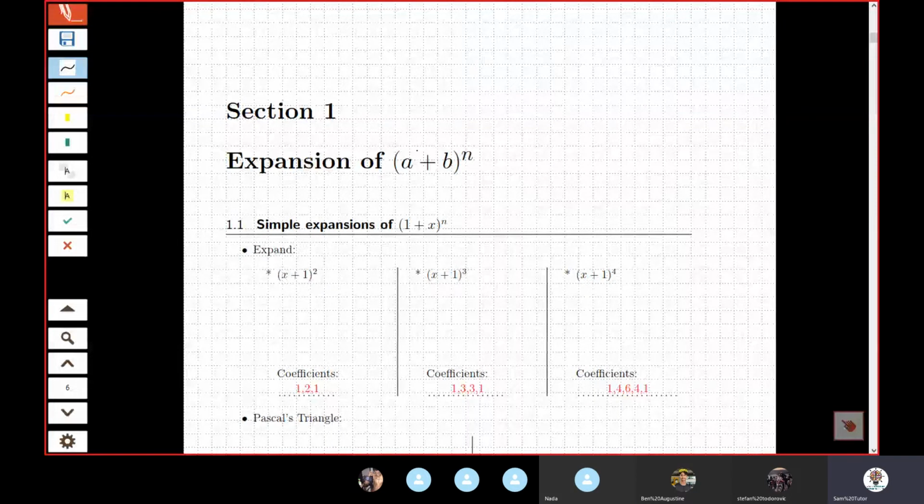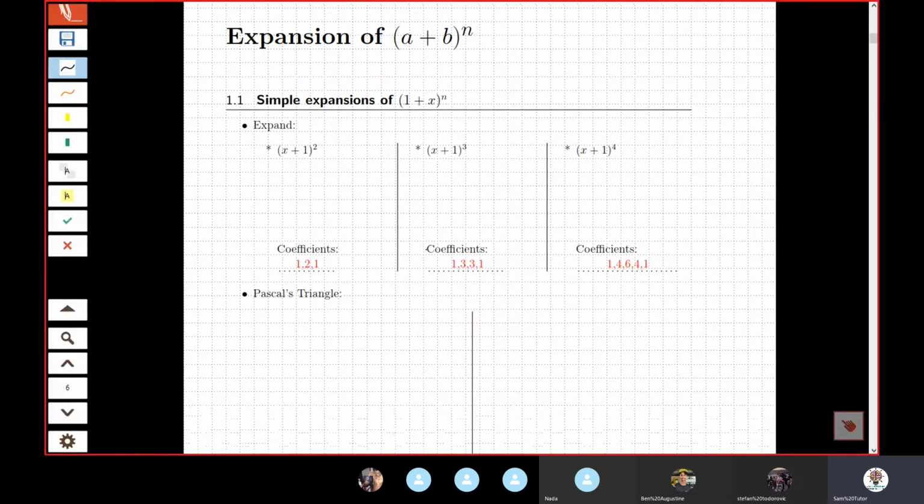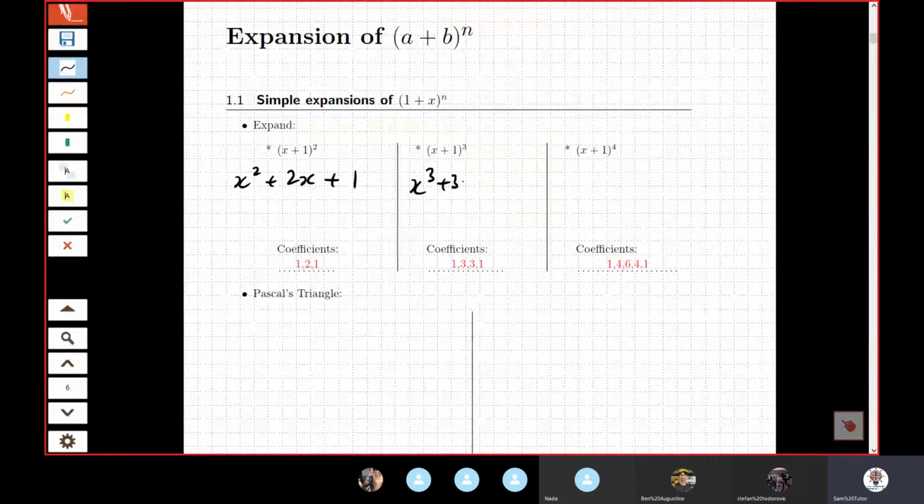All right. Expansion of (a + b) to the n. The first thing is, obviously, we know the expansions of this basic one. It's x squared plus 2x plus 1. The expansion of this is x cubed plus 3x squared plus 3x plus 1. The expansion of this is x to the power of 4 plus 4x to the power of 3 plus 6x to the power of 2 plus 4x plus 1. Now, I know that because it's fairly straightforward.